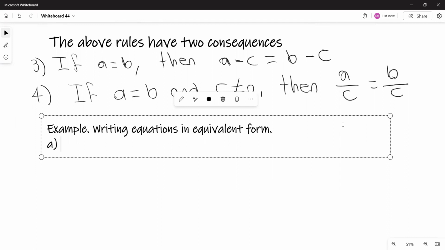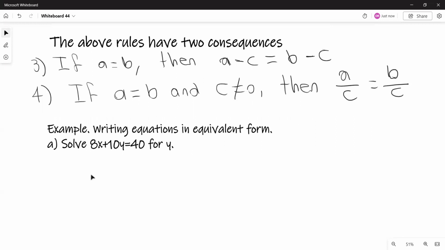Okay, so first part, we are going to solve 8x plus 10y equals 40 for y. So what we're going to do is isolate y on one side. So this is our equation.